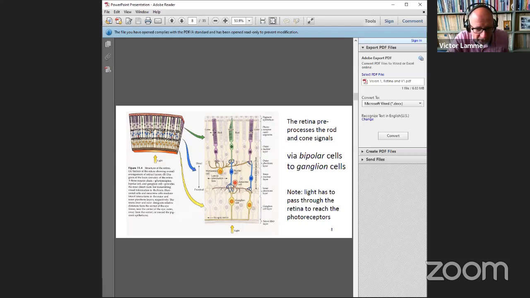The basic point is that the information from both rods and cones has to go through the retinal ganglion cells, and these project to the LGN, and then to the brain. So it's not that each of these has a different way of reaching the brain. They both have to go through retinal ganglion cells.